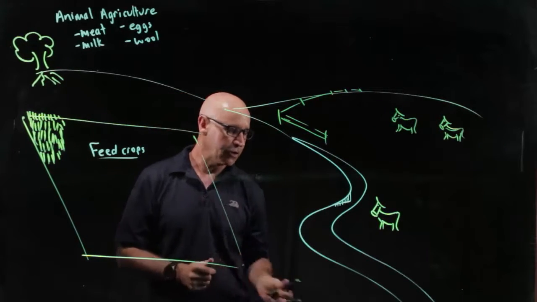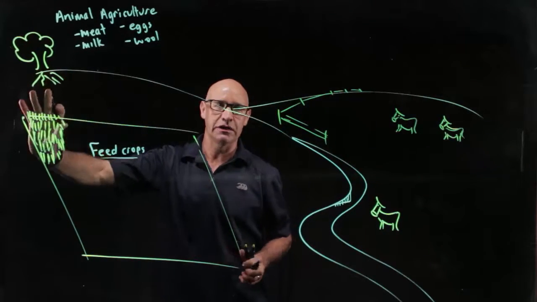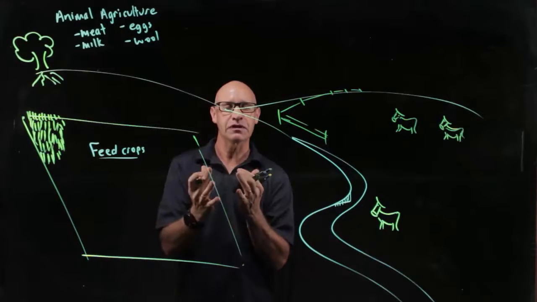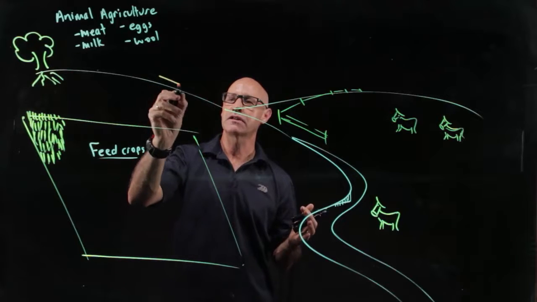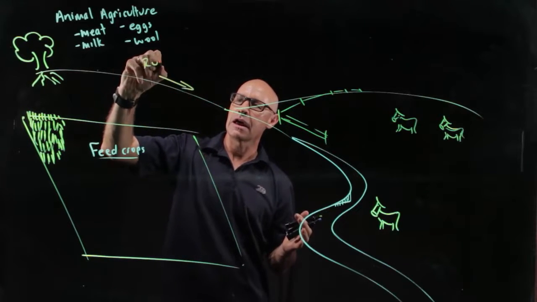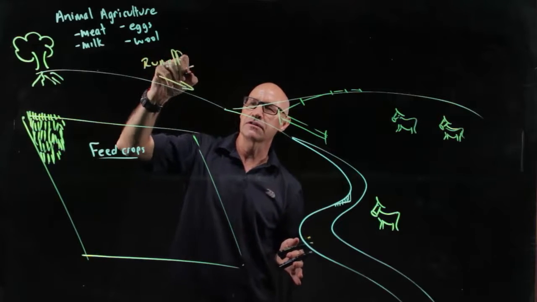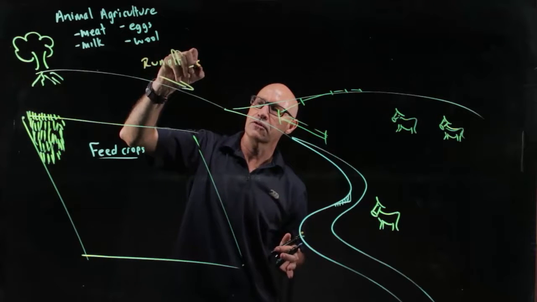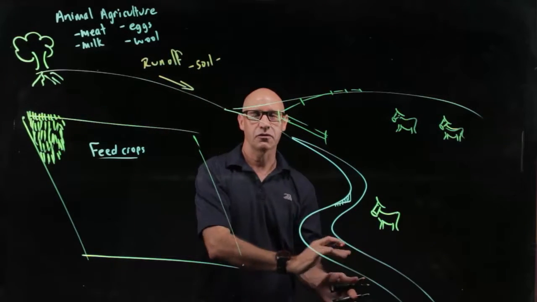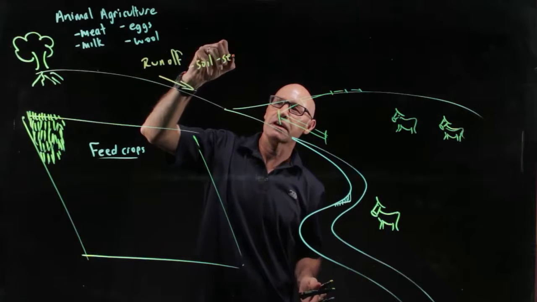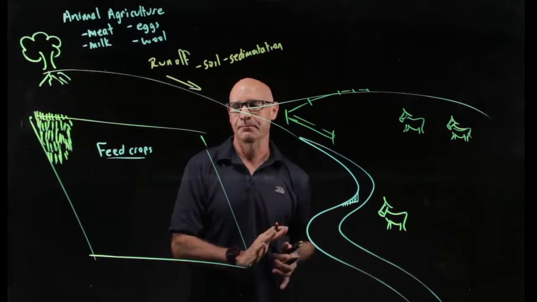So one of the first things we need to say is that when we remove trees, it loosens up the topsoil. So when it rains, that topsoil tends to run off. And so one of the things that's contained in that runoff of water is the topsoil, is soil, and that goes out into the waterway and causes sedimentation. So one of the things we can say that we lose is sediment.